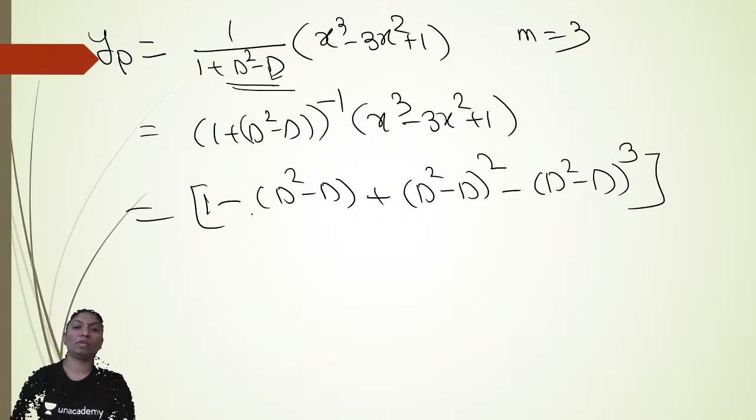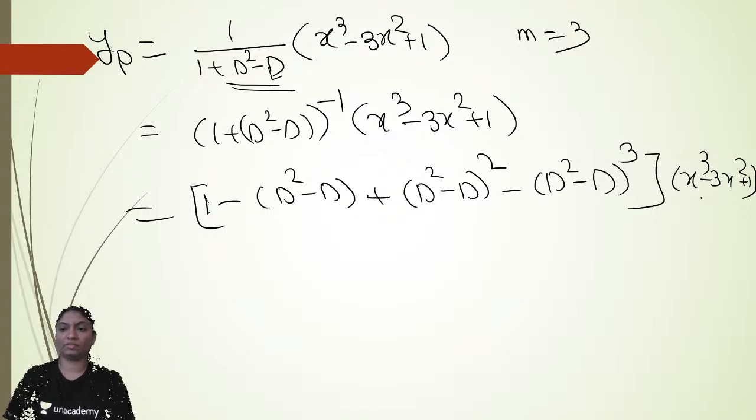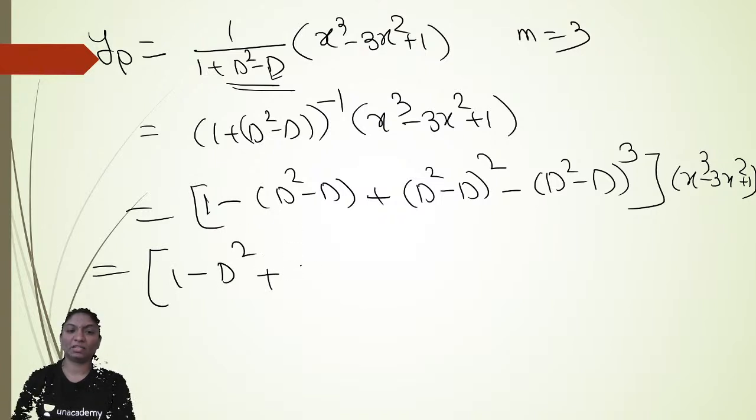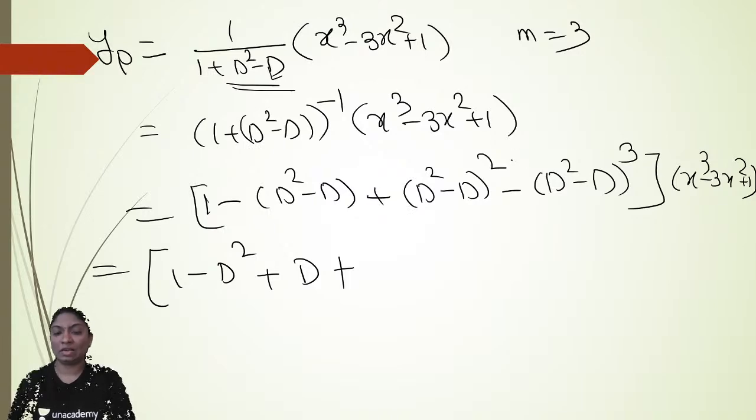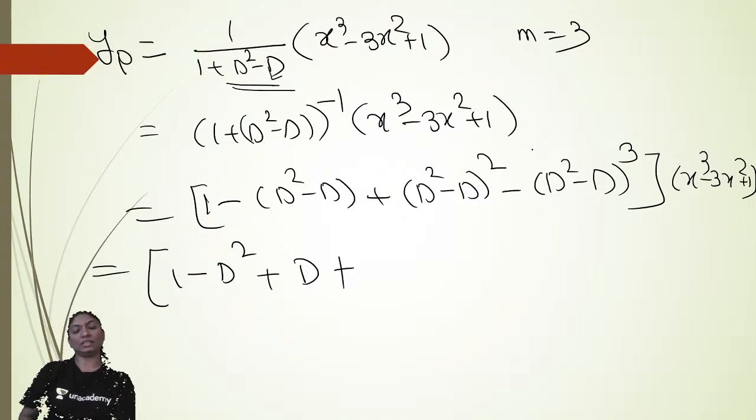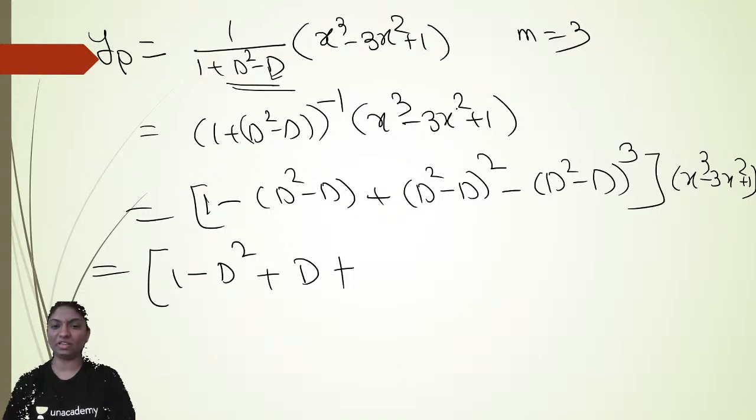We will expand up to the highest power, and that is here x cube minus 3x square plus 1. So 1 minus d square plus d, and the d raised to 4 term we will exclude, because its power is greater than 3. If we take it, the calculation effort increases. If you omit d raised to 4, it will be easy to do the calculation, because ultimately the 4th order derivative will be 0. So we are excluding it here.